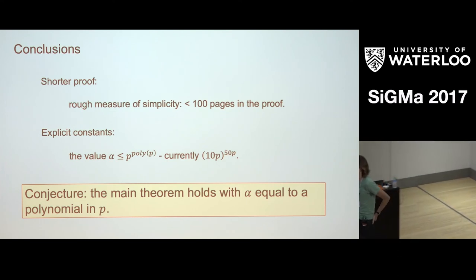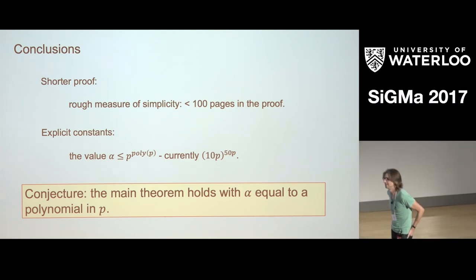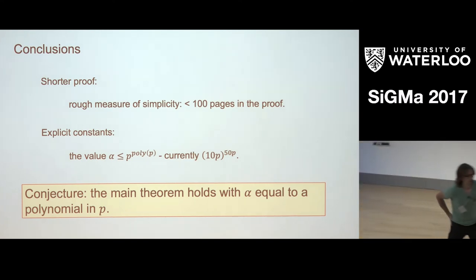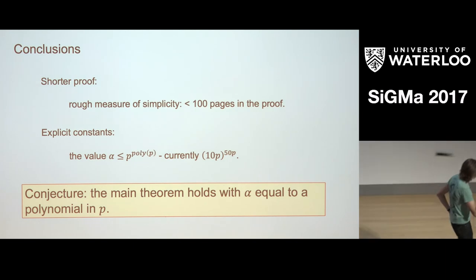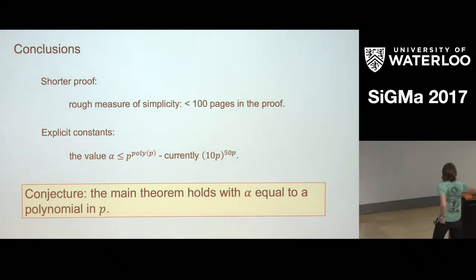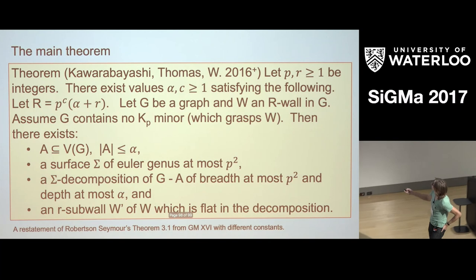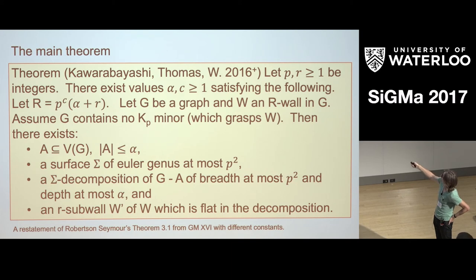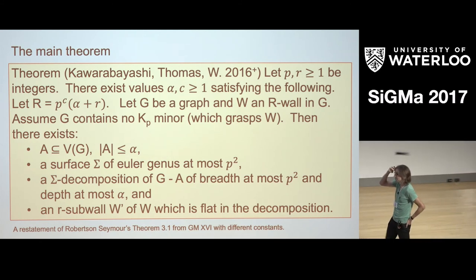Yes. You're using alpha to bound all kinds of things simultaneously? Yes. Can you do better if you bound them separately? I mean, not really. Okay, so we do separate a little bit, right? So we bound the genus at p squared and we bound the breadth at p squared here. So we're really just using alpha for the depth and the size of the vortices. And the answer is not really.